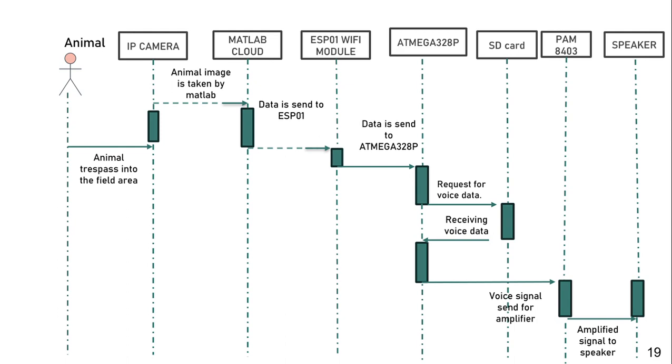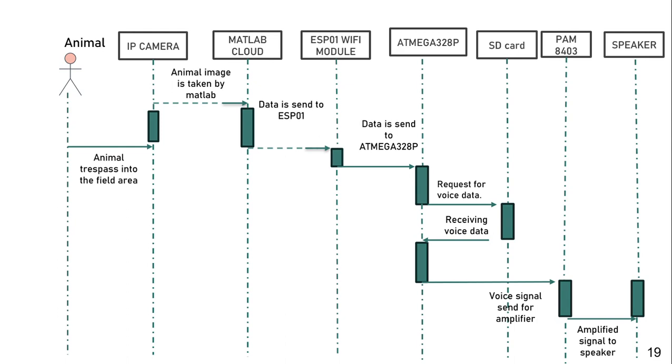Inside the MATLAB cloud, the AI model identifies the animal and sends the data to the Atmega 328P via the ESP01 Wi-Fi module. Inside the Atmega 328P, it checks which animal has been identified and requests data related to the identified animal from the SD card module. The SD card module sends the identified voice data tailored for various animals.